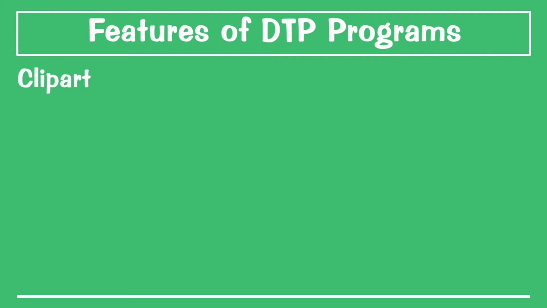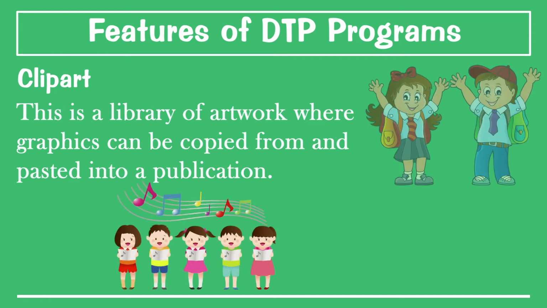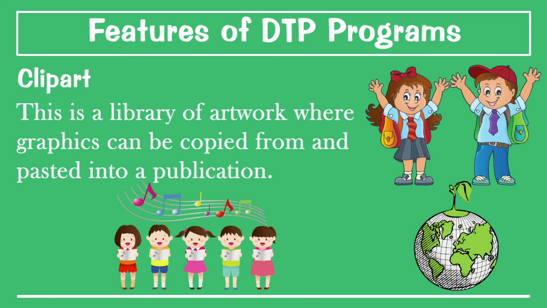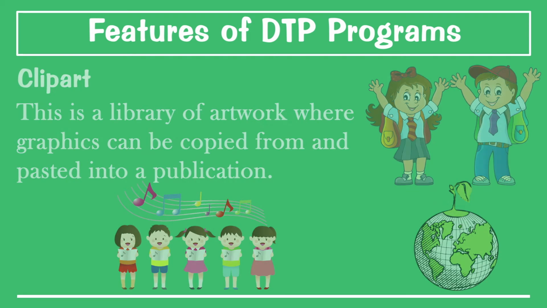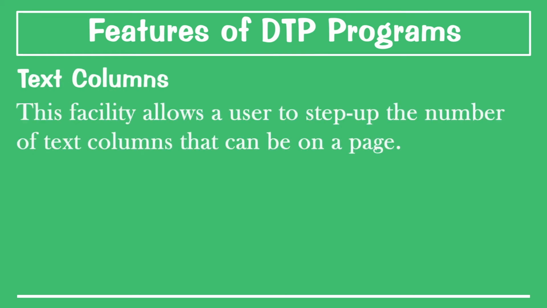The next one is clip art. This is a library of artwork, different sorts of pictures, where graphics can be copied from and pasted into your publication. The last one is the text column. This allows the user to set up the number of text columns that can be on the page.